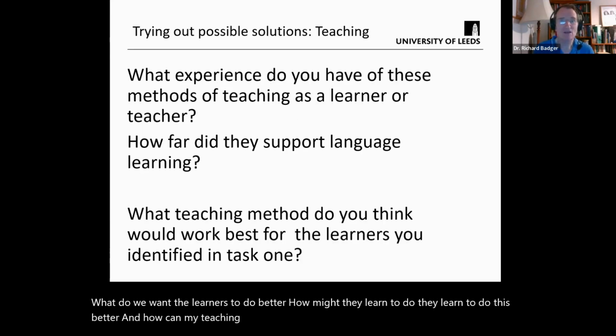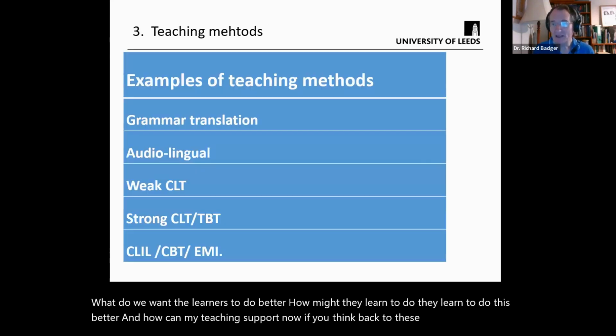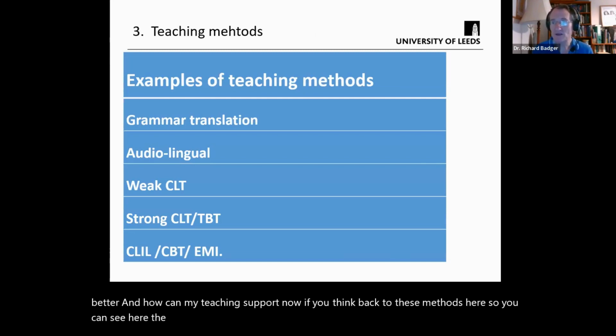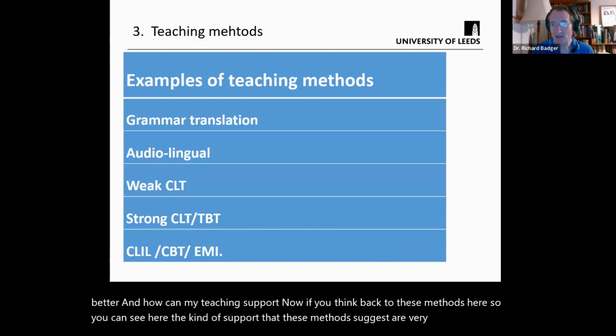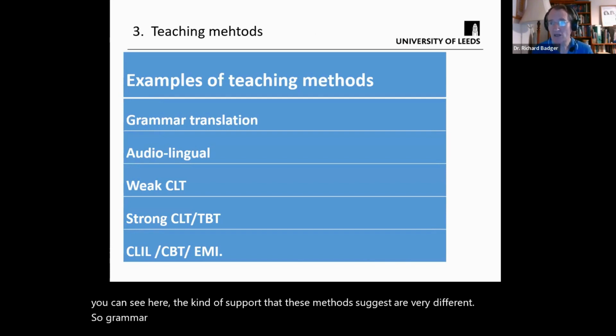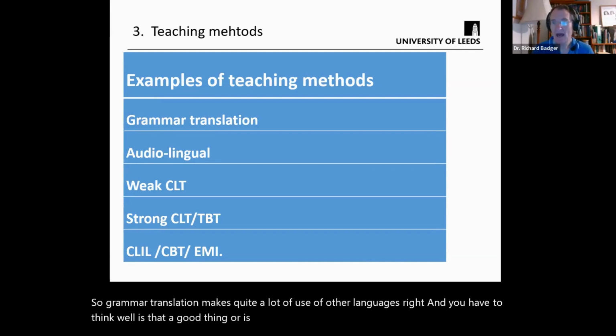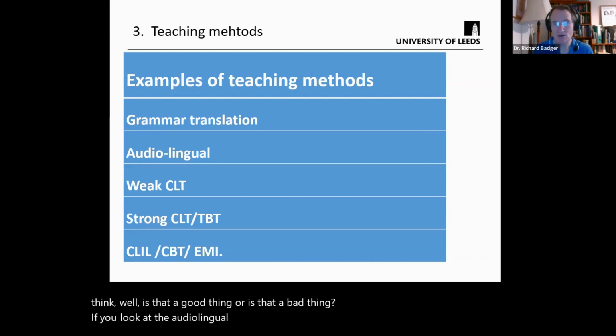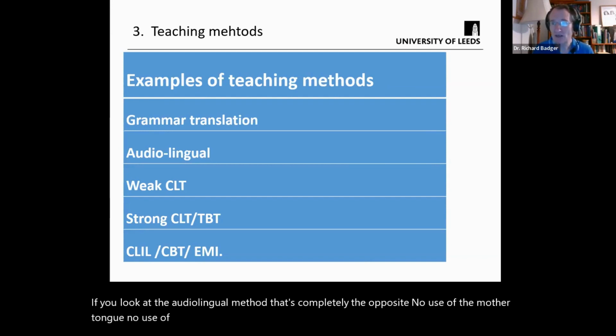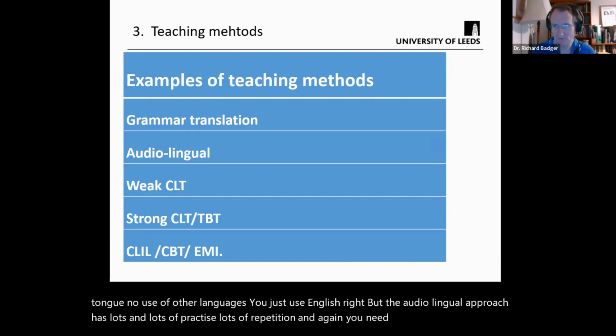Now, if you think back to these methods here, you can see the kind of support that these methods suggest are very different. So grammar translation makes quite a lot of use of other languages, right? And you have to think, well, is that a good thing or is that a bad thing? If you look at the audiolingual method, that's completely the opposite. No use of the mother tongue, no use of other languages, you just use English, right? But the audiolingual approach has lots and lots of practice, lots of repetition. And again, you need to think, is that a good thing?